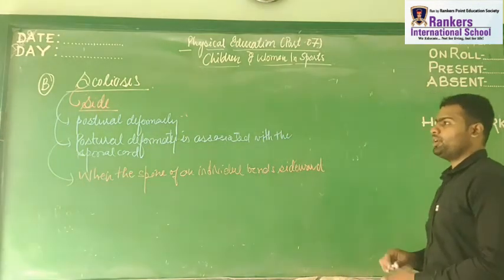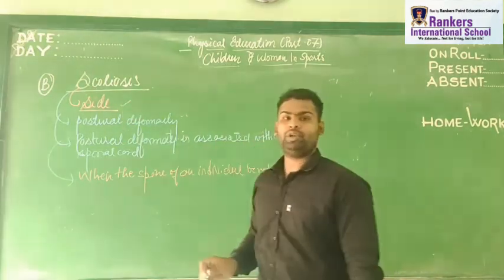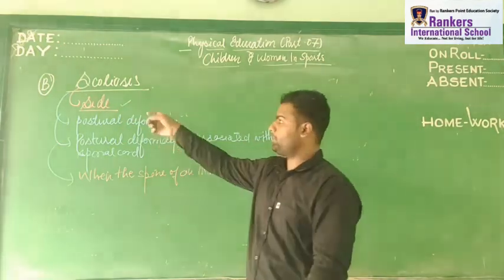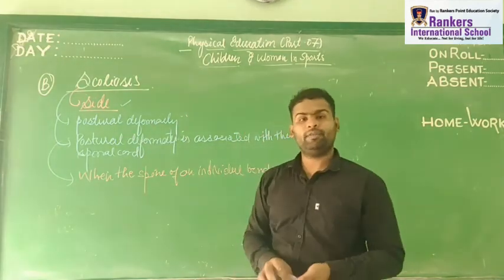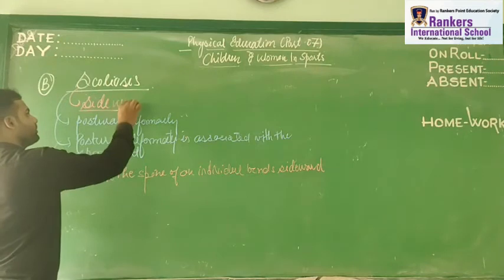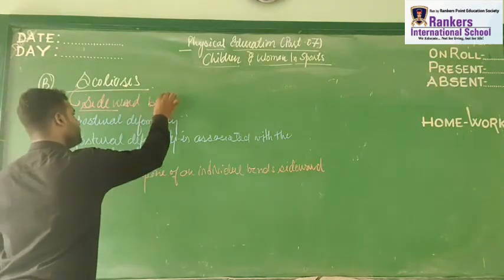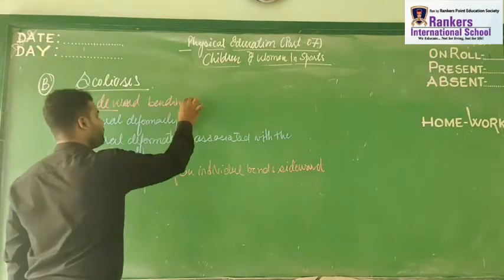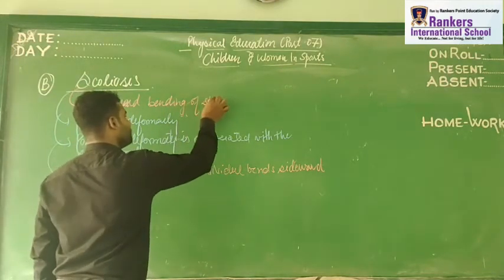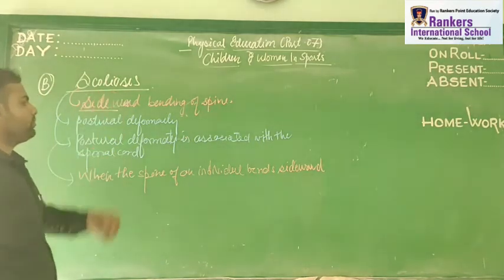These kind of postural deformity we call sideward. That's why during the beginning I told you about sideward bending of the spine. So let's make it sideward bending of the spine. The sideward bending of the spine is called scoliosis.